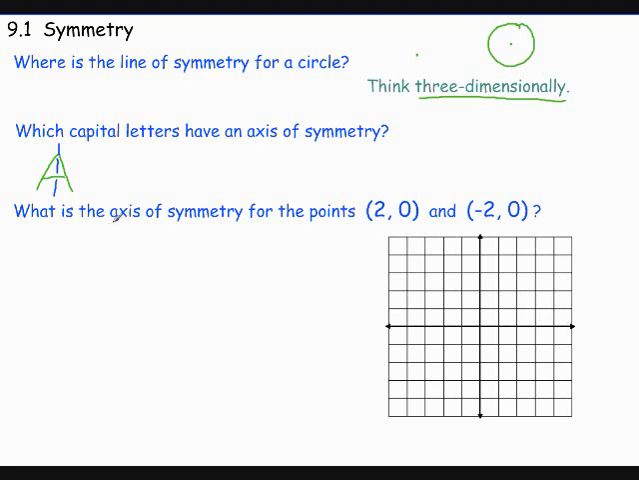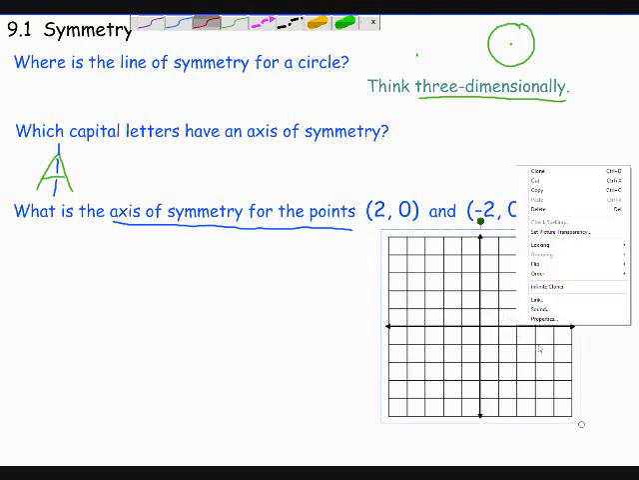Okay, the axis of symmetry for just 2 points. Well, that sounds pretty boring, but let's try it. It may be boring, but at least it should be simple. All right, so we're going to see this as a 1 by 1 grid, so I'm going to go over one, over another one.